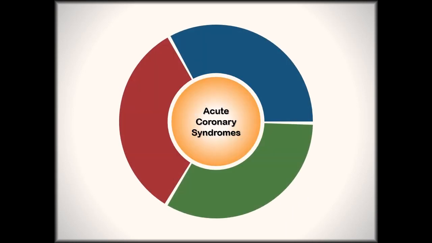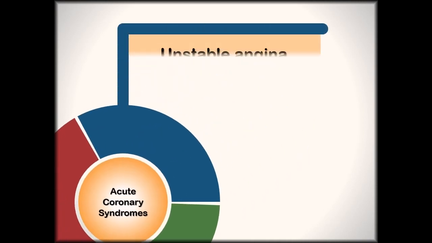There are usually 3 types of acute coronary syndromes that we can see. The first one is unstable angina. Now, I'm sure you've already remembered what angina is. If you haven't, then please look back at the pathology lectures talking about atherosclerosis.